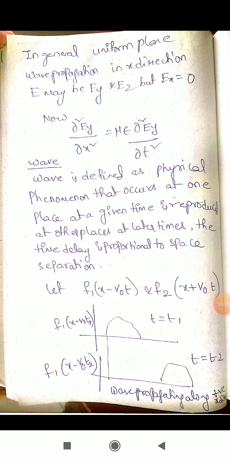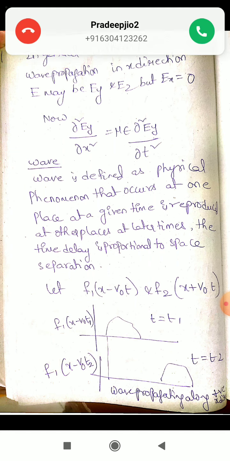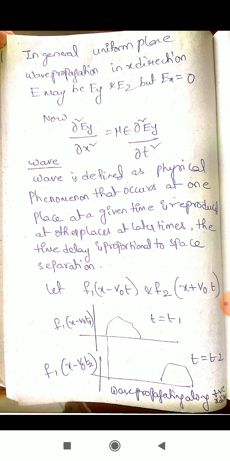Now let us see here. I took two functions. One is f1 of x minus v naught t, and the other is f2 of x plus v naught t. What is the difference between these two functions? The f1 function is a wave propagating along the positive x direction, and f2 is a function propagating along the negative x direction.